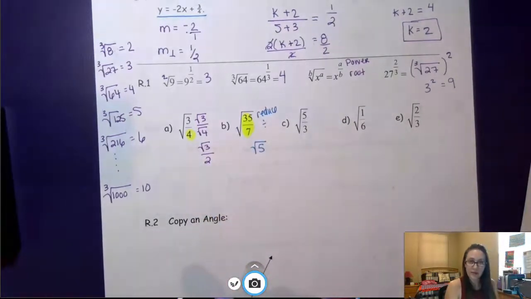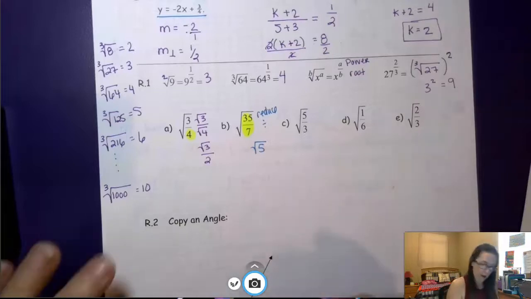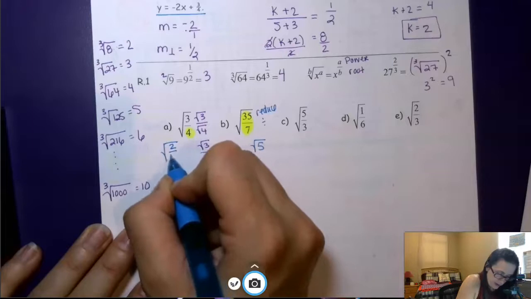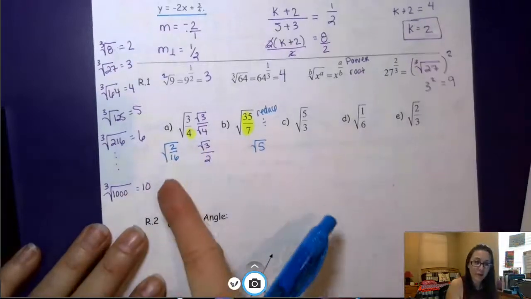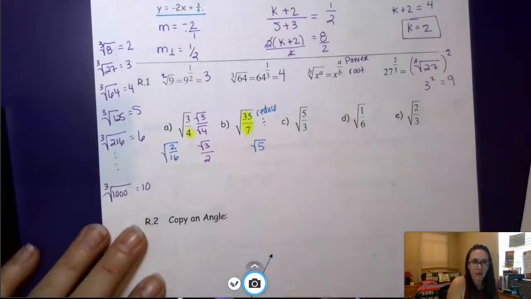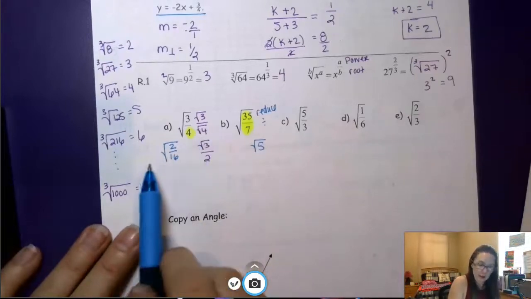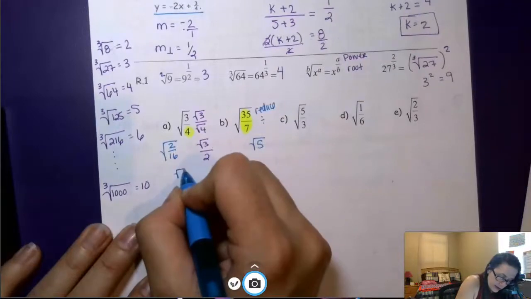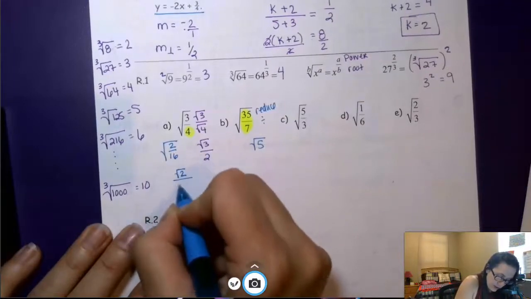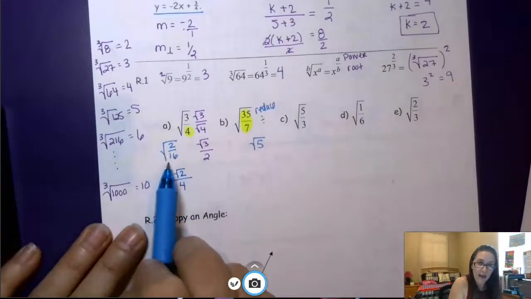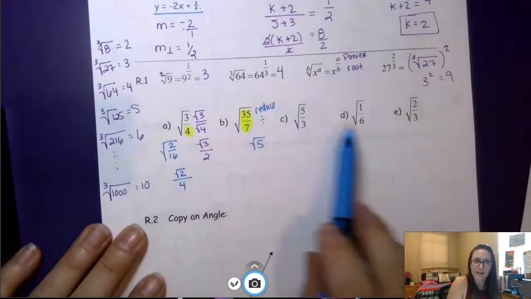I do want you to pay attention to something like this though. Let's say we had something that said square root of 2 over 16. Well, I could reduce that, but wouldn't it be better to just take the square root of 16 first because it's a perfect square? So if I do that, I get square root of 2 over 4. Because if I had that reduced as 1 over 8, then I'm going to have to do something like this.